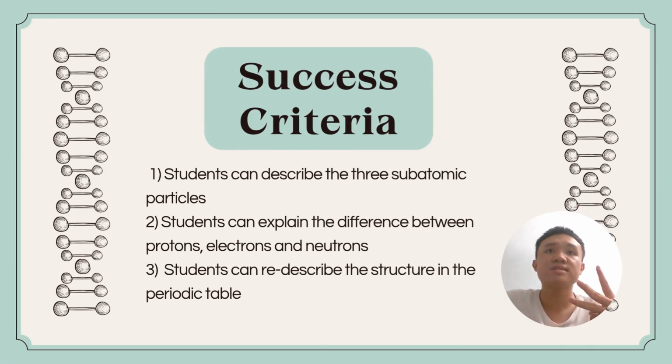There are also three success criteria for this topic. At the end of the class, students can describe the three subatomic particles. Students can explain the difference between protons, electrons, and neutrons. And lastly, students can re-describe the structure in the periodic table.